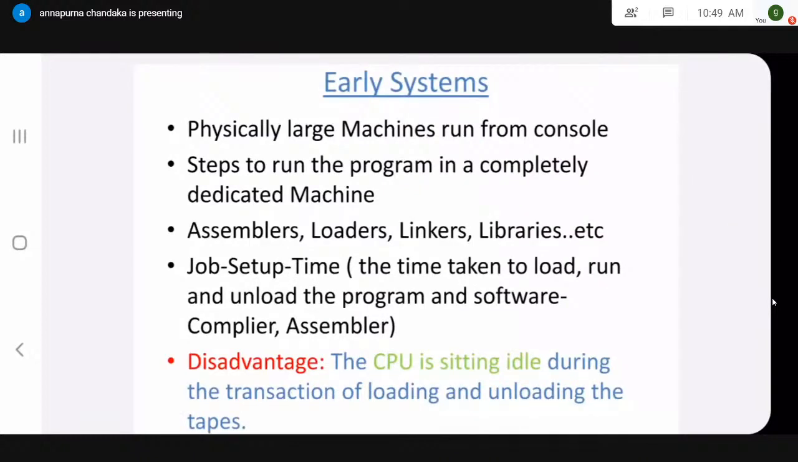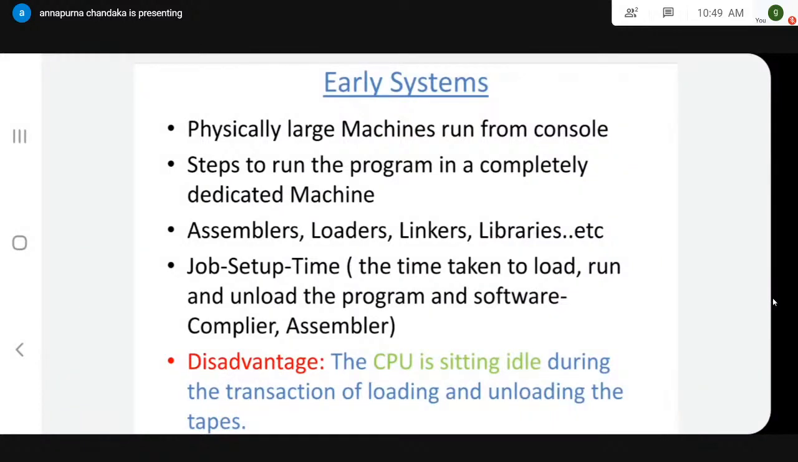Early computers were enormous, which implies physically very large machines run from a console. The programmer, who was also the operator of the computer system, would write a program and hand it over to an operator. The operator would run the program; the programmer would not. So first of all, let us define what early systems are: physically very large machines that had to be run from a console. What is the meaning of this?